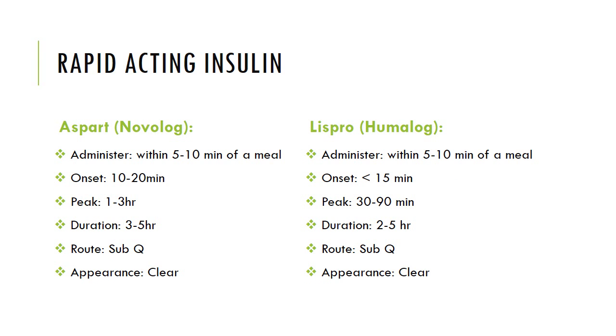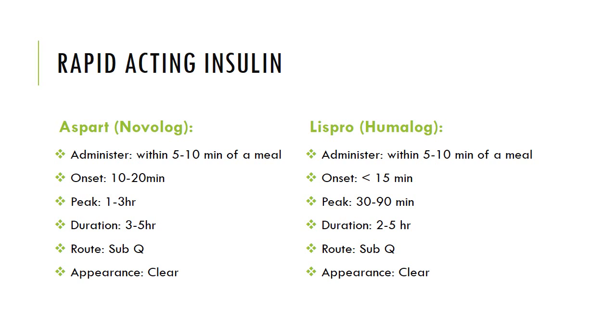For insulins, our first group that we're going to talk about is rapid-acting insulin. So in this group, we have Novolog and Humalog. With Novolog, you want to administer it within 5 to 10 minutes of a meal. The onset is 10 to 20 minutes. Peak is 1 to 3 hours. Duration is 3 to 5 hours. And you want to give this subcutaneously. And the appearance should be clear.